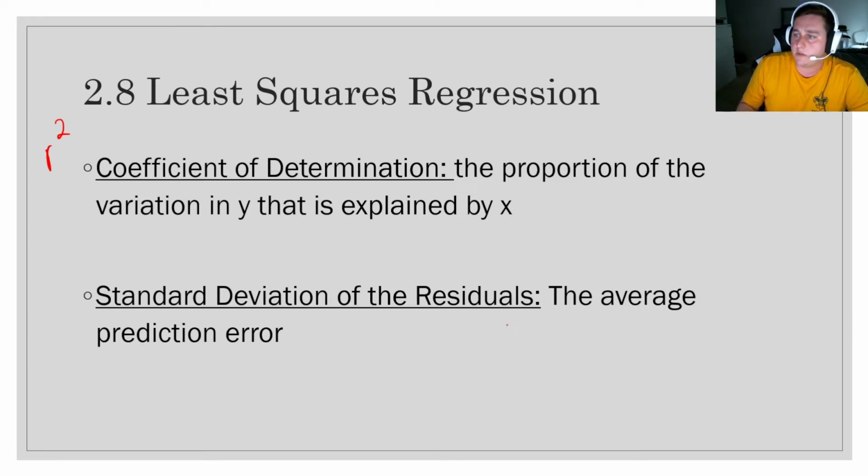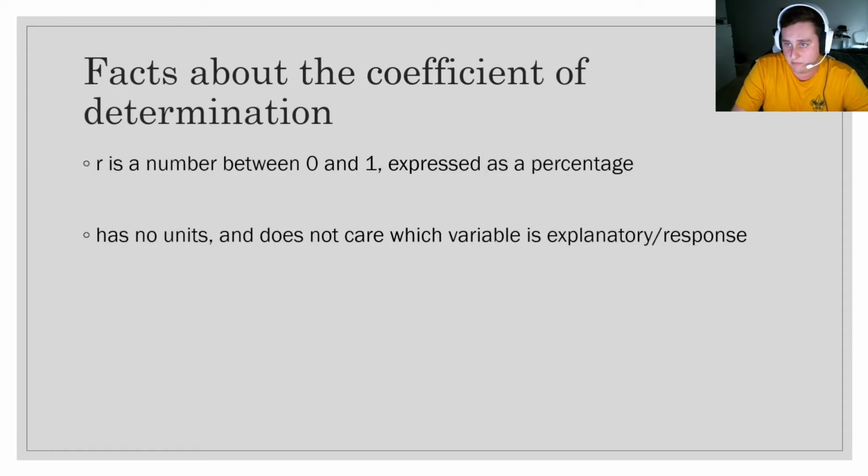The standard deviation of the residuals is the average prediction error. There's a big ugly formula that goes along with it. I won't force you to memorize it because it's on your AP formula sheet.